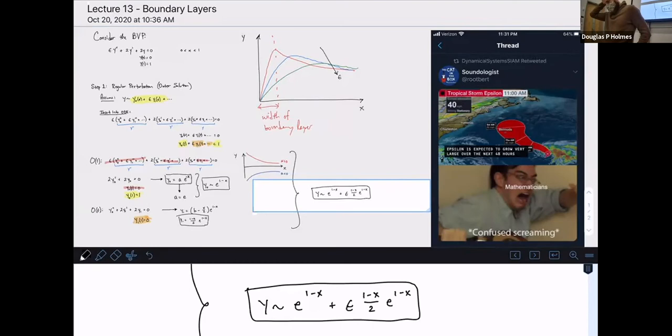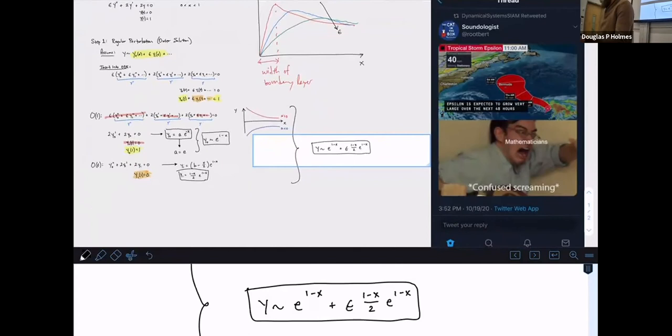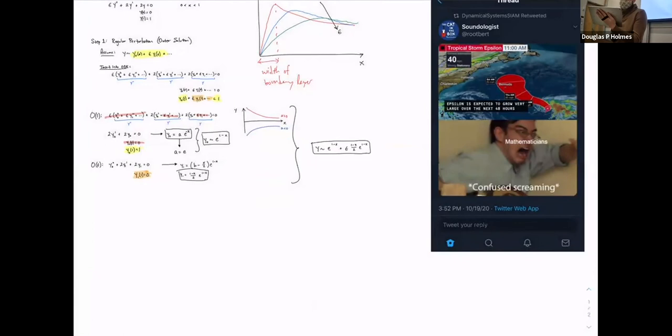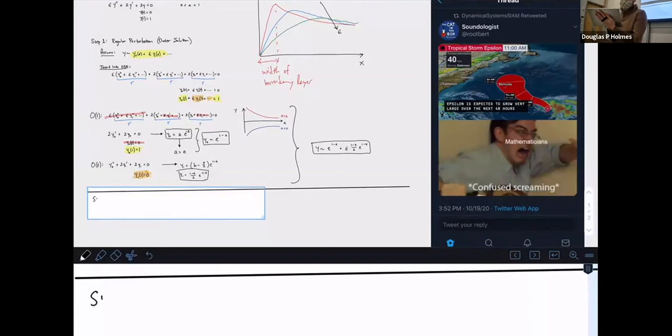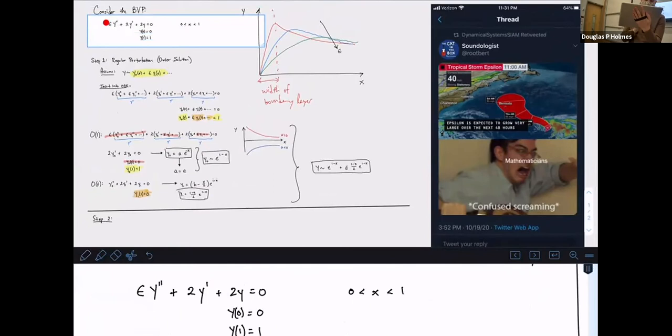Okay, so the next step is we've done the regular perturbation. To figure out what's happening next, we have to consider a singular perturbation. Why do we have to consider a singular perturbation? Because when we took epsilon to zero, we lost this term. Therefore, we lost the ability to apply two boundary conditions. We reduced this from a second order ODE to a first order, which doesn't help us because we actually have two boundary conditions. We know how the system should behave at x equals zero, and we know how the system should behave at x equals one.